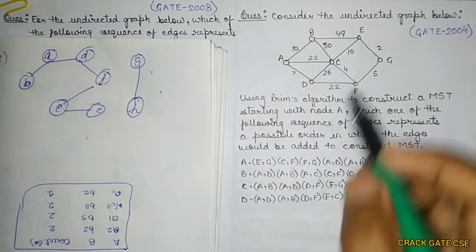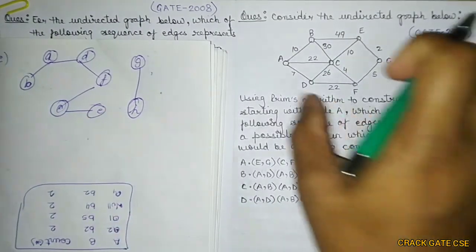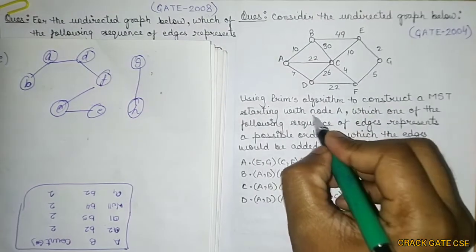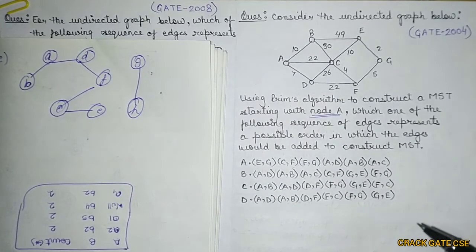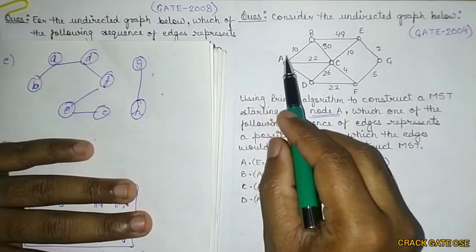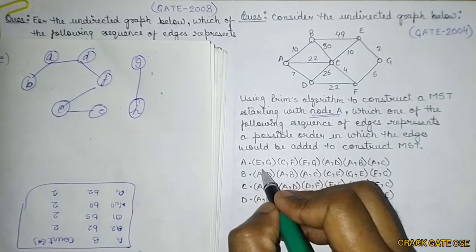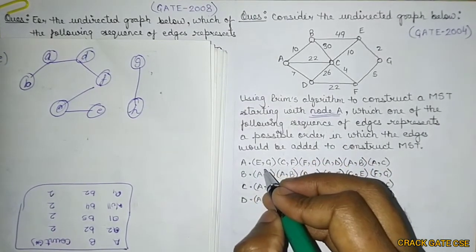Now similarly, let's check another question. This question came in GATE 2004. Here also a graph was given and they are asking, if we start from a node A, which of the following represents the possible order, or which of the following is correct. So we have to find out. If we are starting with A, see the A option is EG. Here they have not started with A, which violates the given question itself. So it cannot be the answer.